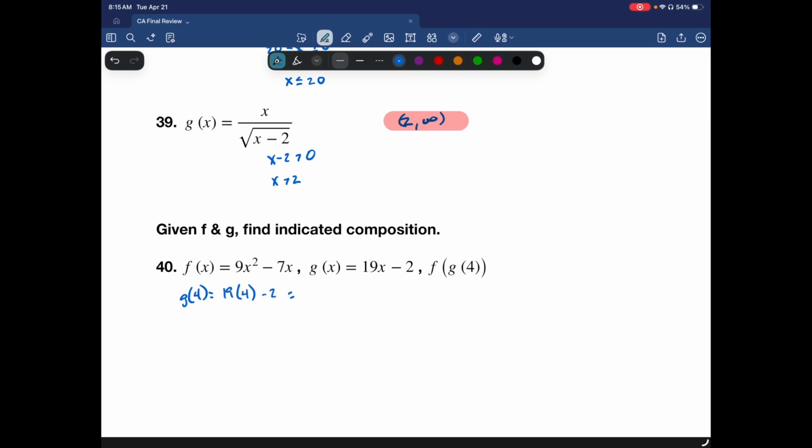And then I'm going to take the 74, I plug it into f. So I got f of 74 equals 9 times 74 squared minus 7 times 74 equals, and that's going to be 48,766.